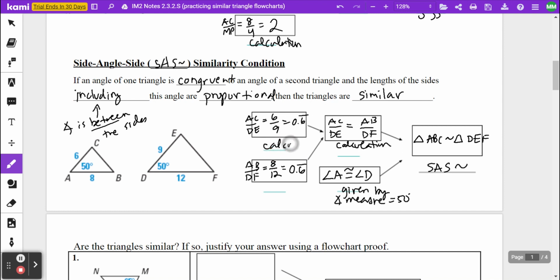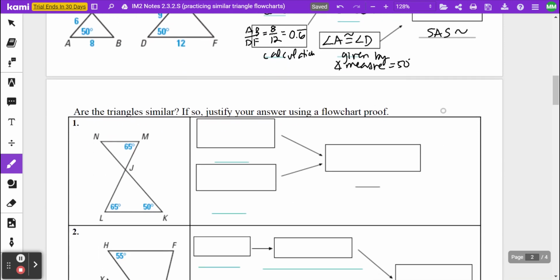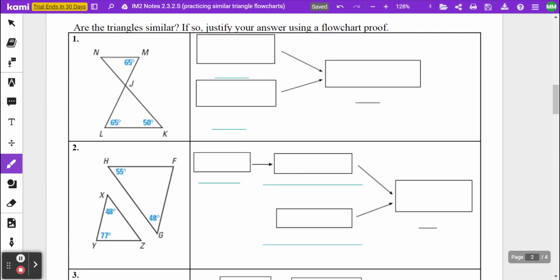So the fact that these two ratios are equal means that this proportion is true. So that's a good proof. Done. All right, next. Now we have to figure out if the triangles are similar.